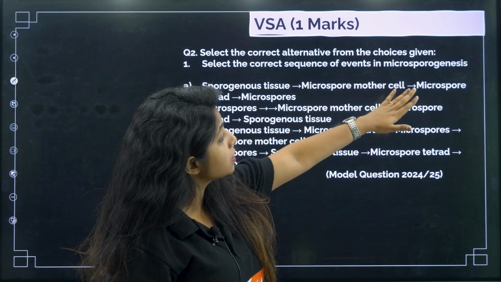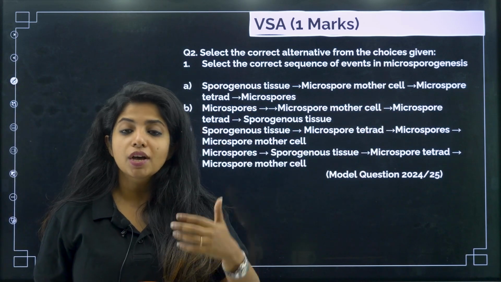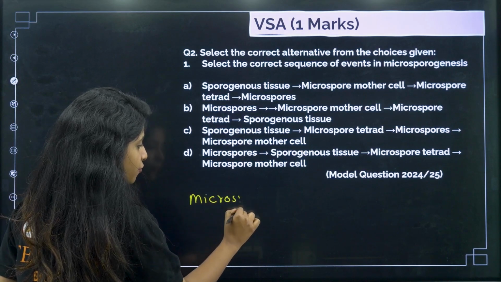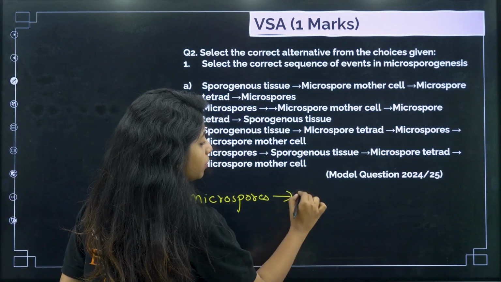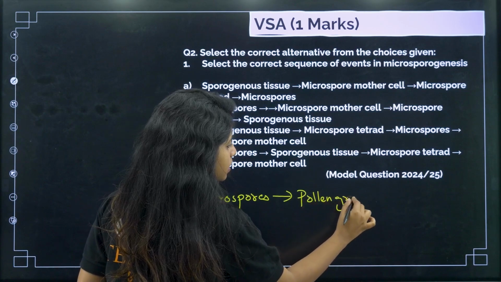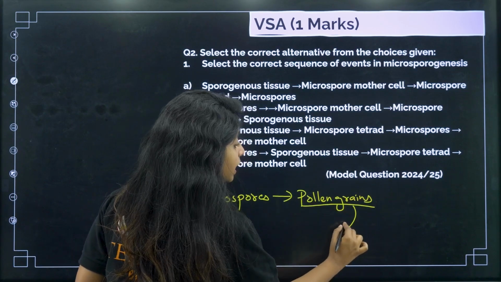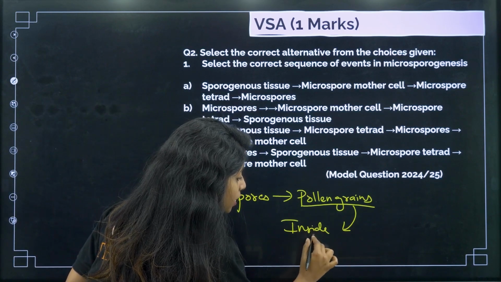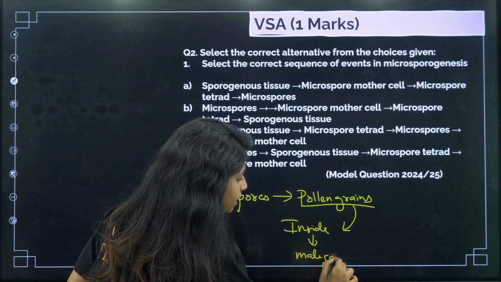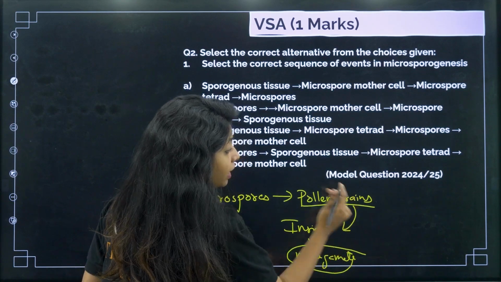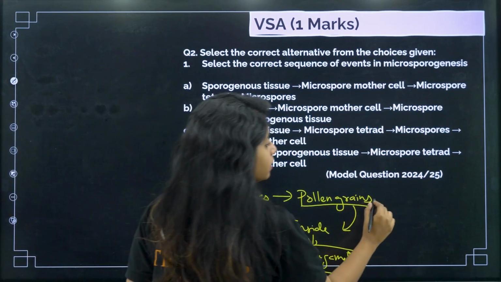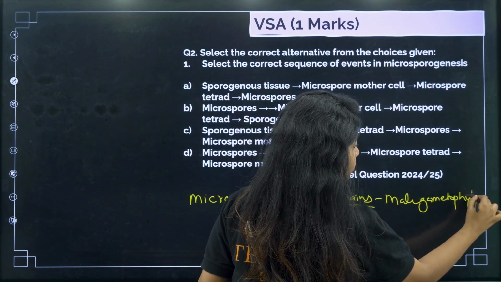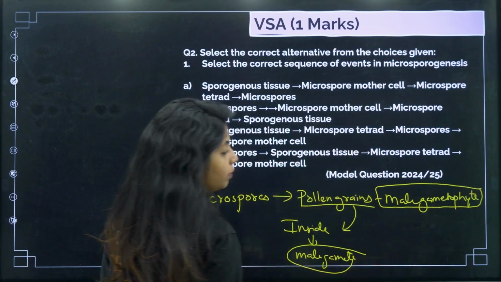Select the correct sequence of events in microsporogenesis. What do you mean by microsporogenesis? The formation of microspores. What do these microspores do, children? Microspores which are being formed are later transformed into the pollen grains. And inside the pollen grains, what you will be having is the male gamete. So since this is the one that will be having the male gamete, I would be calling it the male gametophyte. The one that carries the male gamete will be known as the male gametophyte.